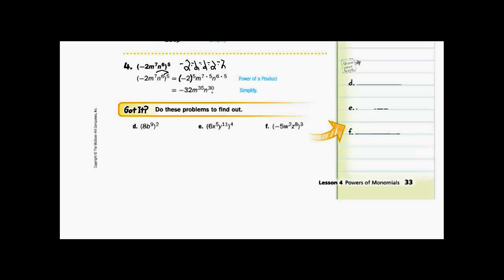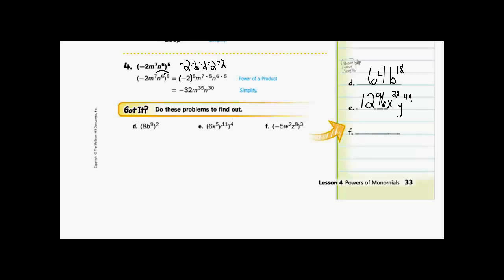So pause it, try D, E, and F quickly, please. After you have done that, these are the answers that you should have got. For D, you should have 64b to the 18th. For E, large number, 1,296, x to the 20th, y to the 44th power.